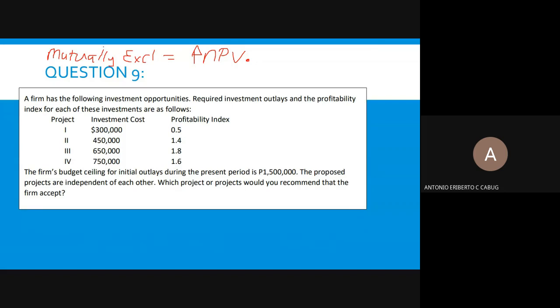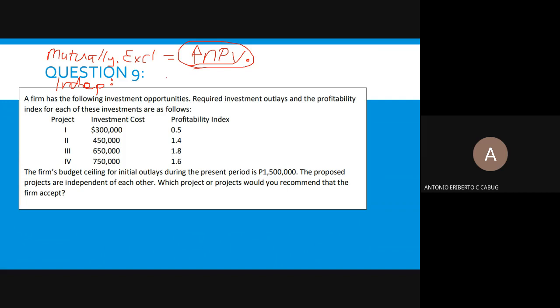So when the projects are mutually exclusive, meaning to say you can only choose one, choose the project with the highest NPV. When the projects on the other hand are independent, all of the projects that pass the test would be acceptable. Kung hindi mo kailangan mamili ng isa lang, piliin mo lahat ng projects na pumasa.